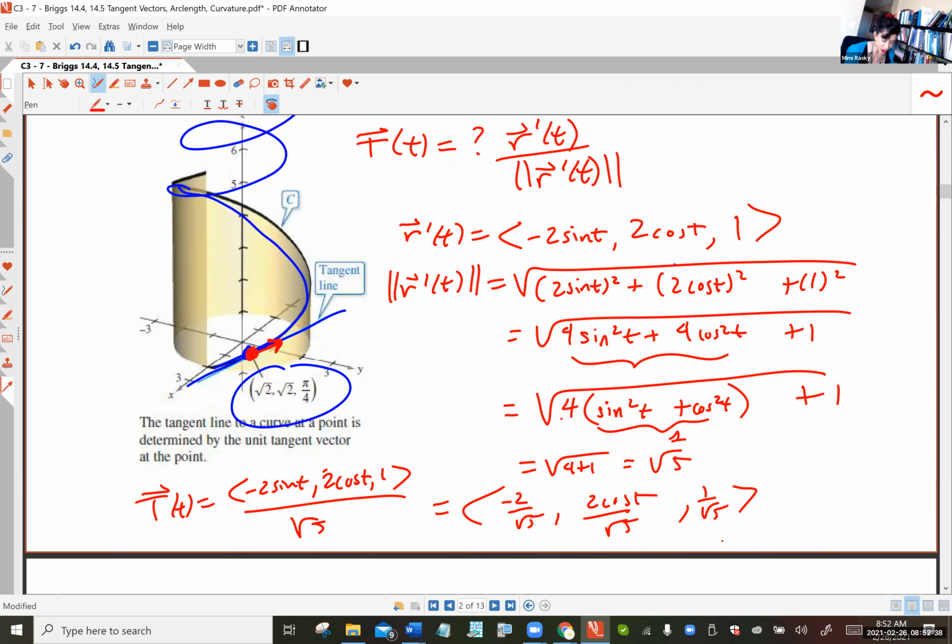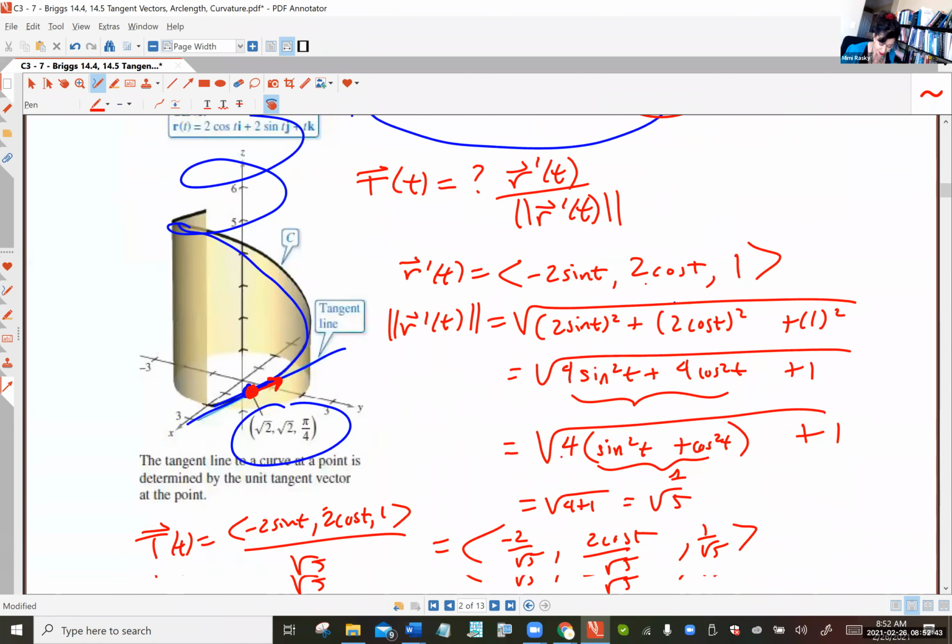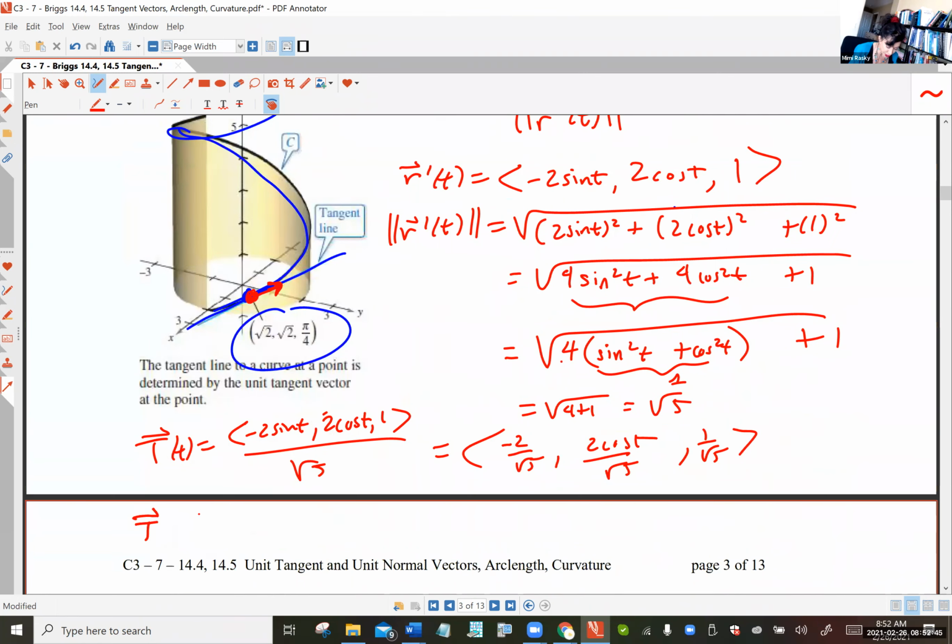Okay, and they wanted us to evaluate when time t equals pi over 4, so we've got to finish up the problem. I'm just going to substitute time t equals pi over 4 seconds into this. Oops, did I forget my sine t there? It didn't show up, sorry. Okay, now we can substitute in pi over 4, so we've got negative 2 sine of pi over 4 all over square root of 5, and then 2 cos of pi over 4 divided by square root of 5. And then the last component is just a constant, 1 over square root of 5.